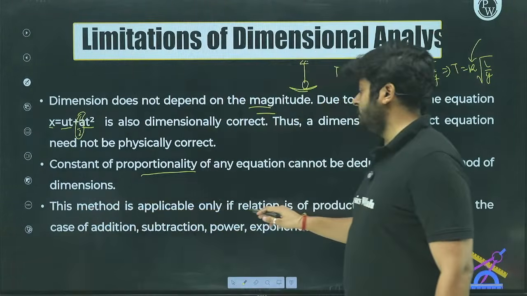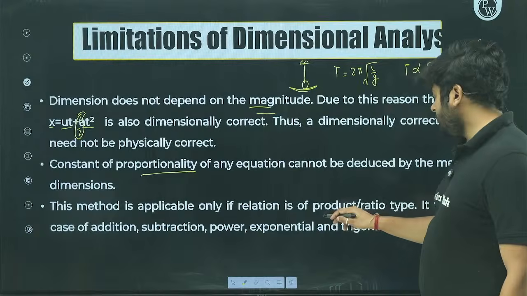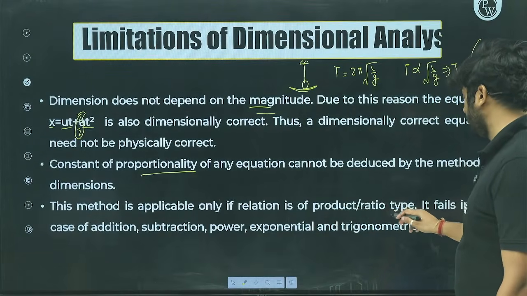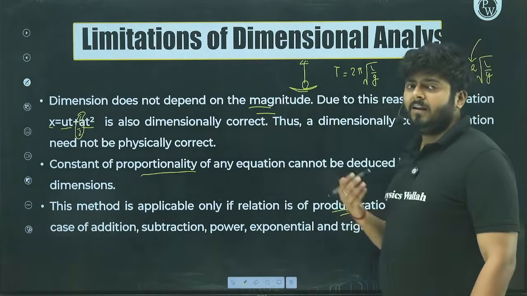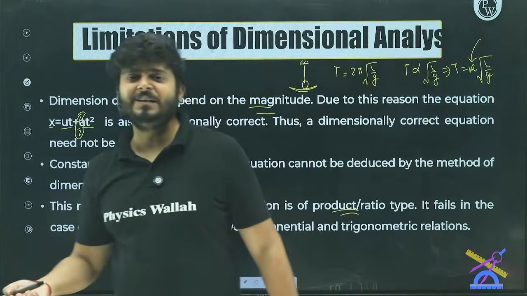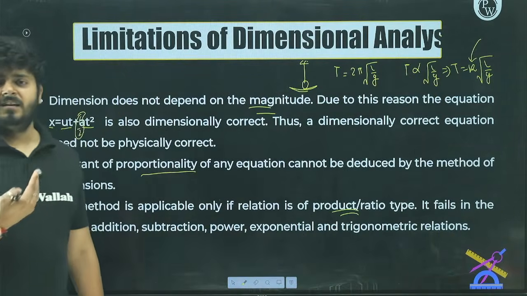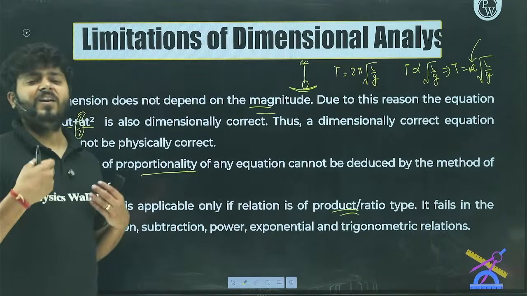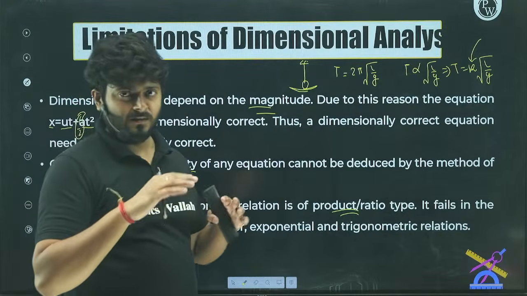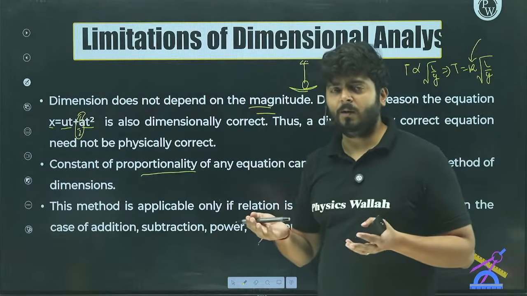And the next thing is, this method is applicable only if the relation is of the product or ratio type, right? If the relation is of addition or subtraction type, you cannot apply dimensional analysis to figure out the overall relation between those physical quantities, right?